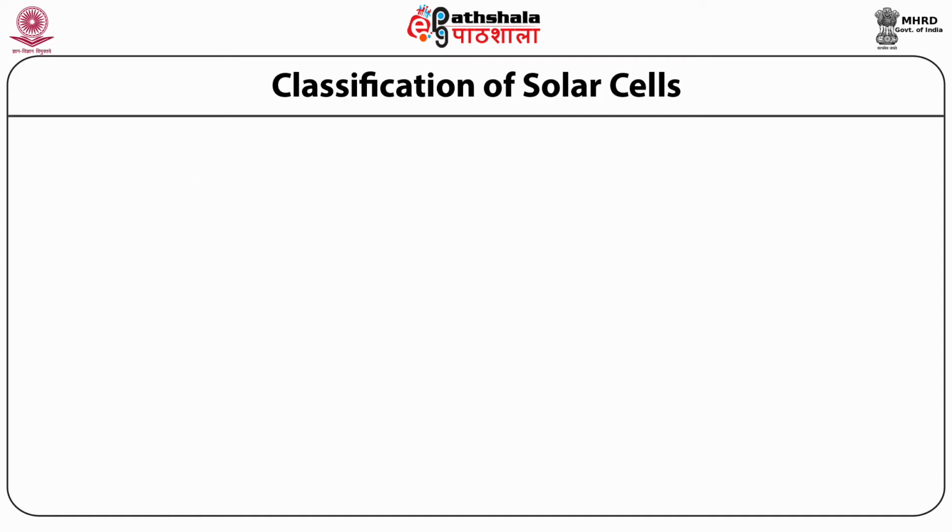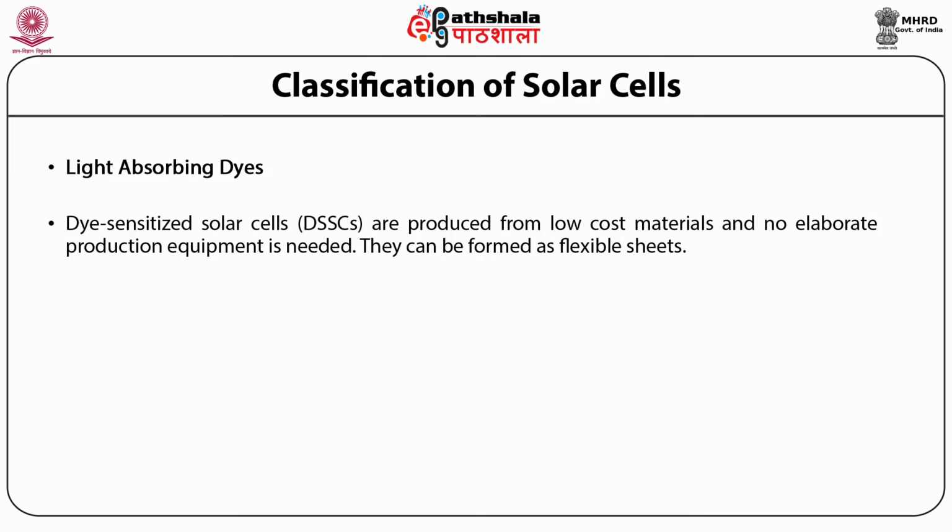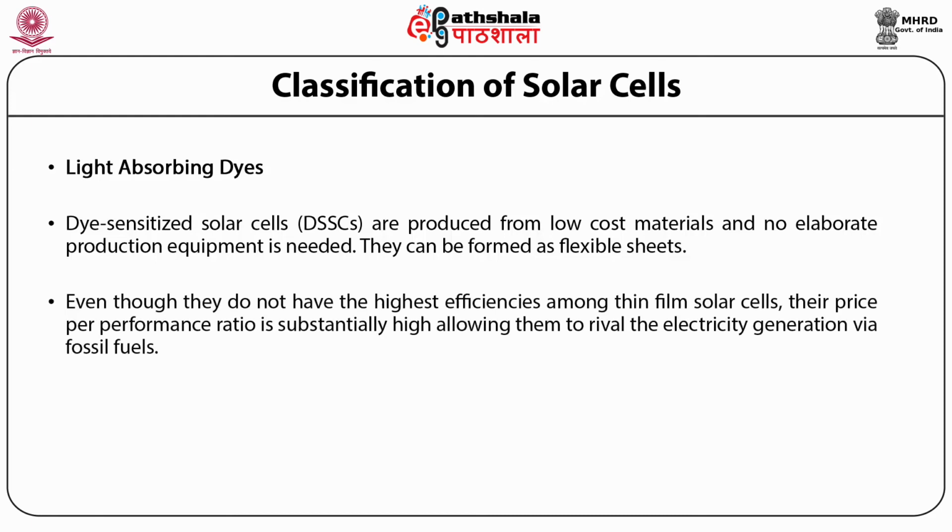The next material which is attractive for solar cells is the light absorbing dyes. Dye-sensitized solar cells are produced from low-cost materials and no elaborate production equipment is needed. They can be formed as flexible sheets. Even though they do not have the highest efficiencies among thin-film solar cells, the price per performance ratio is substantially high, allowing them to rival electricity generation via fossil fuels.